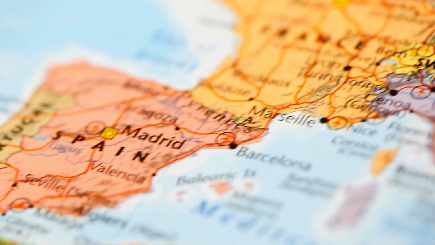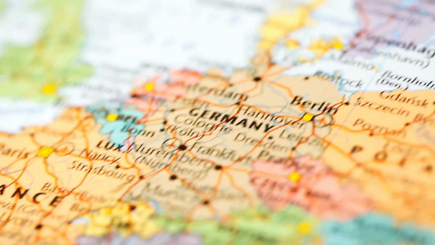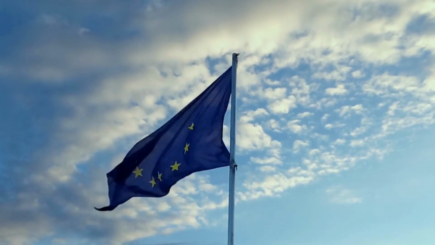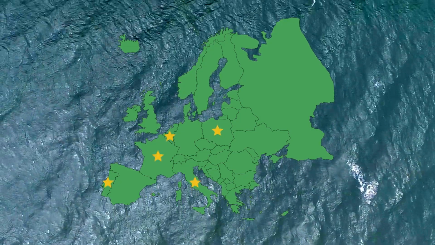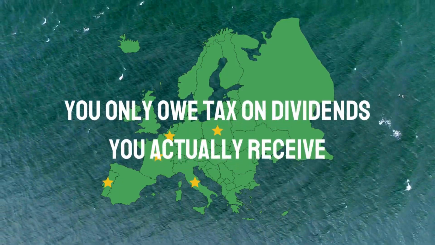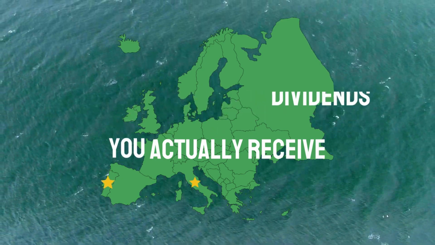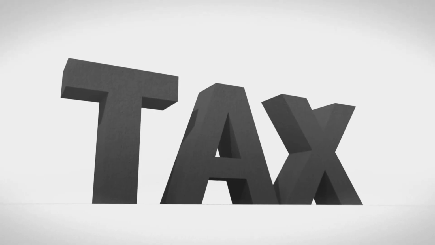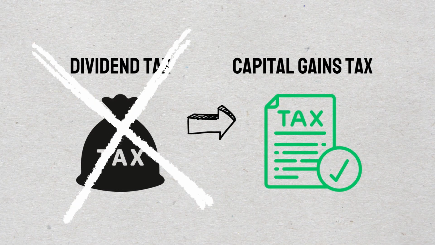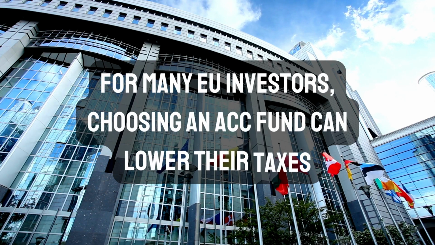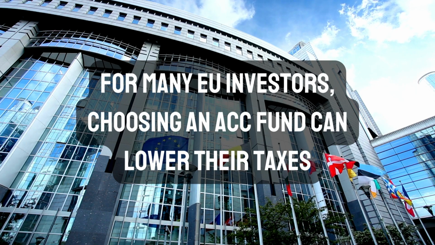Well, most funds available to us in the UK are also available across Europe. But many European countries have a tax advantage when it comes to ETF dividends. In countries like Belgium, Portugal, Italy, France or Poland, as well as others, you only owe tax on dividends you actually receive. If your dividends are automatically reinvested, like they are with an accumulating fund, taxes on those dividends are deferred until you sell your shares, at which point you would owe capital gains tax instead. So for investors in those countries, it generally makes sense to choose an accumulating fund over a distributing one, as they can lower their tax that way.